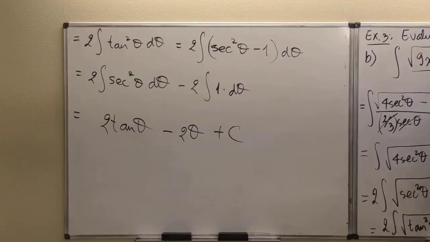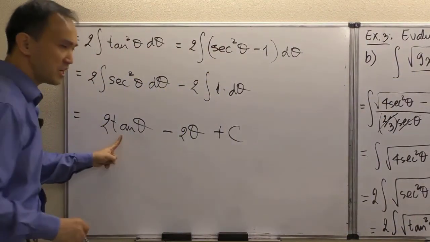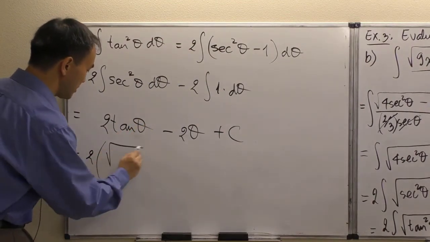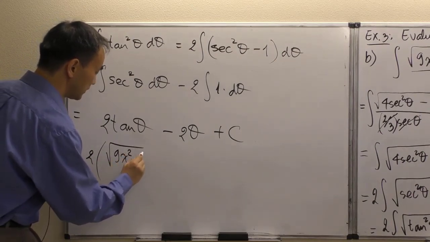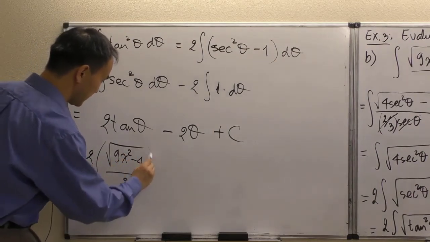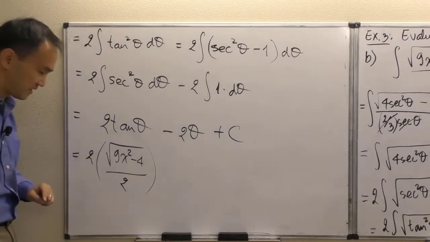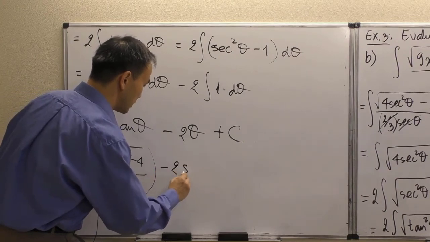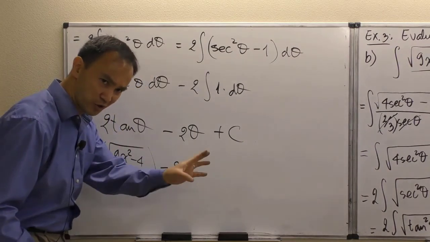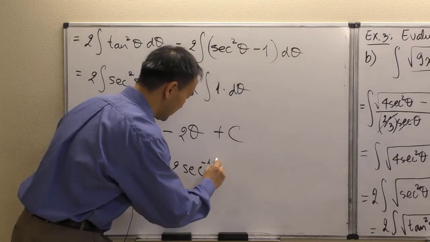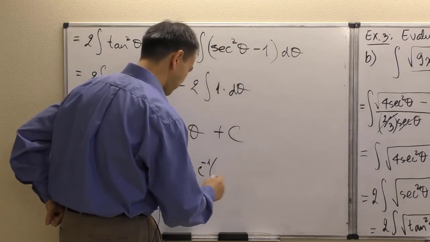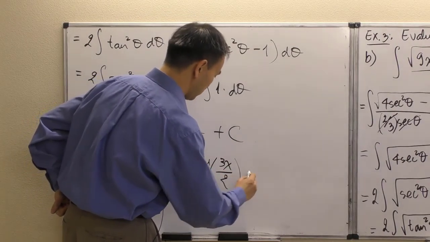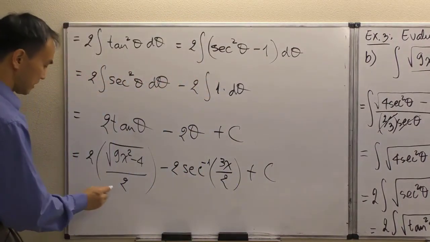So I'm going to put all of those substitution pieces back right here. So tangent of theta is that. So now I'm looking at 2 times square root of 9x squared minus 4 over 2. That's what substitutes for tangent theta. And then the 2 here will eventually cancel. And now I'm going to look at minus 2 times, in one version, one alternative, I'm using secant inverse of 3x over 2, plus c, and then canceling out the 2 here.